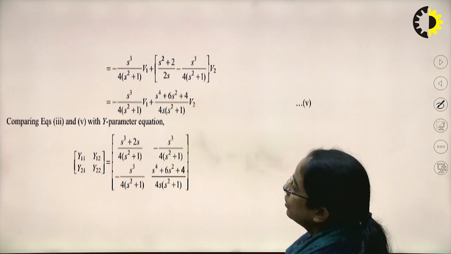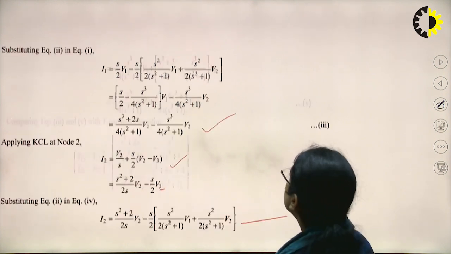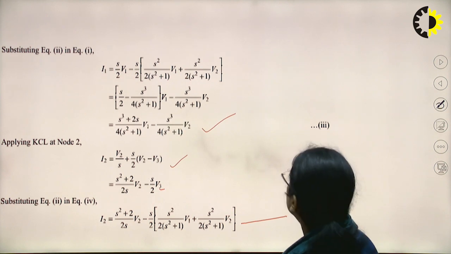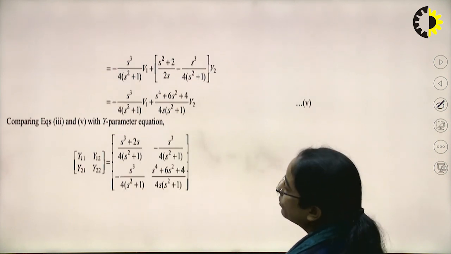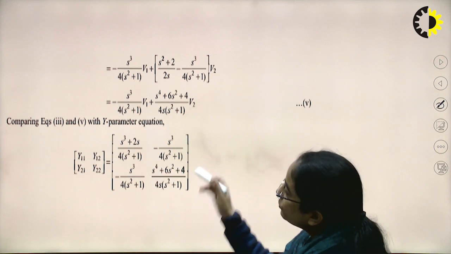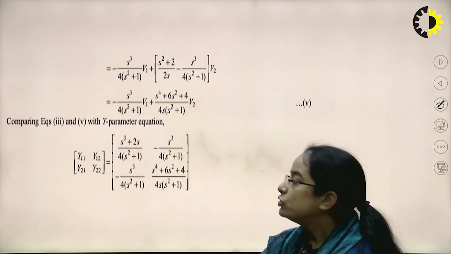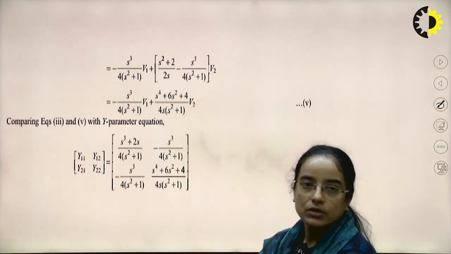Now if we write these equations, that means equation number 3 and 5, in matrix form, we have the Y parameters. So this is the Y matrix, the Y parameters.